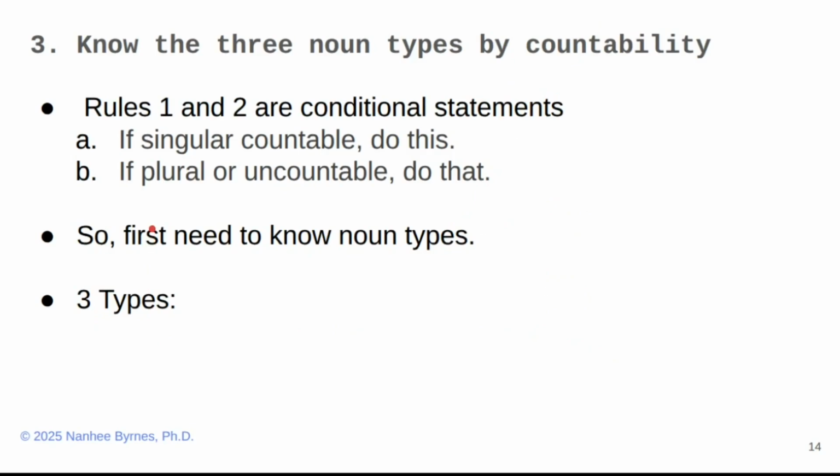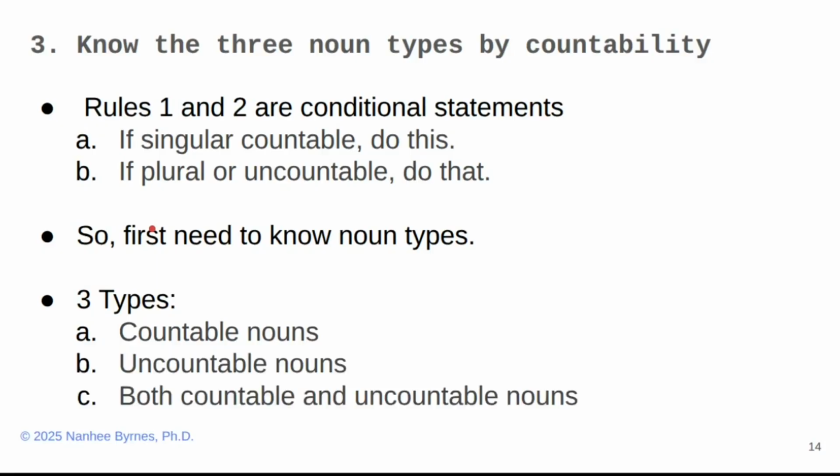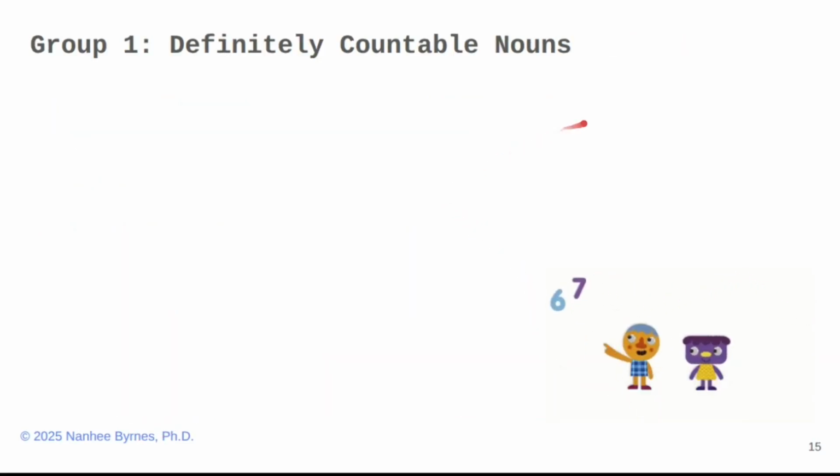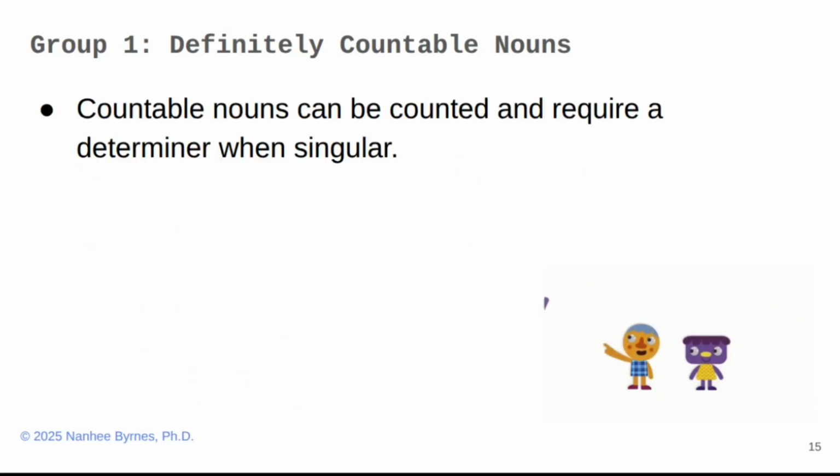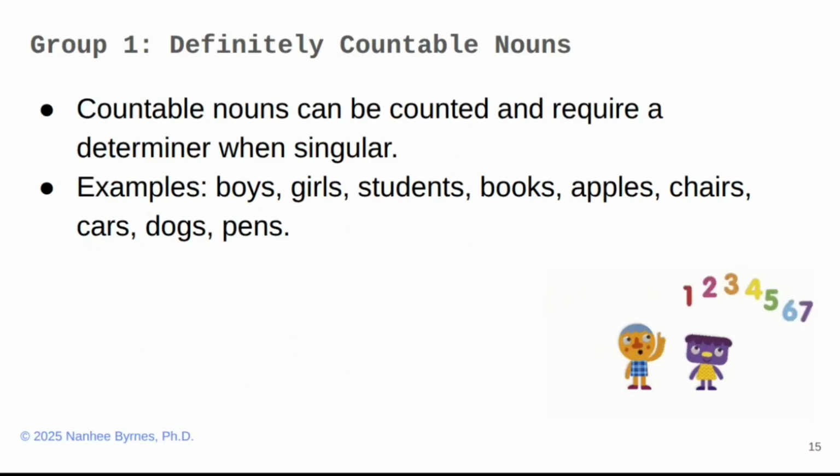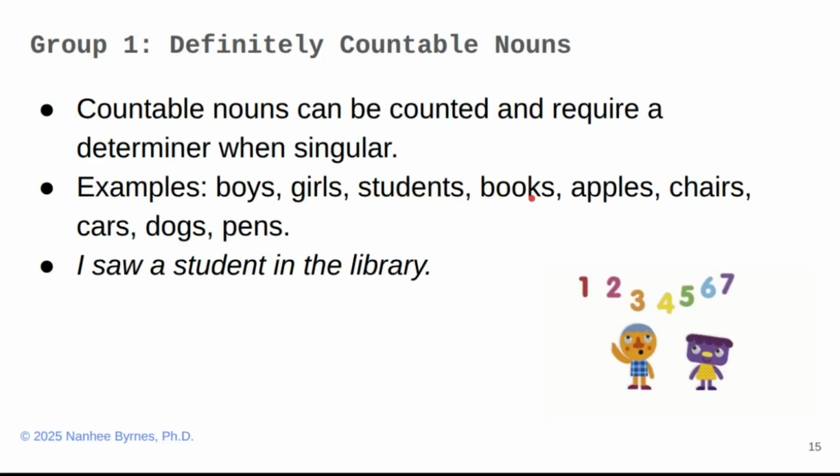Group 1. Definitely countable nouns. These are straightforward. They can be counted, and when singular, they always require a determiner. Examples include boys, girls, students, books, apples, chairs, cars, dogs, pans. I saw a student in the library. She bought an apple. It's simple, but essential to get right.